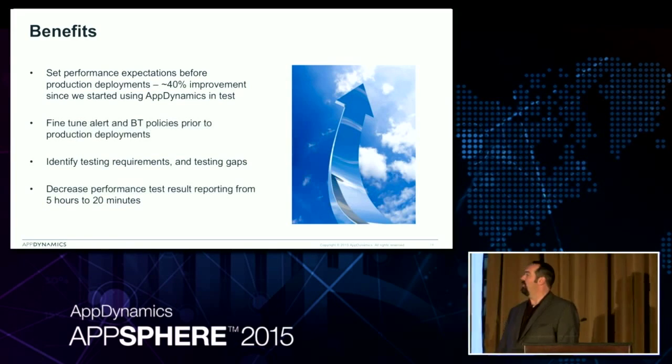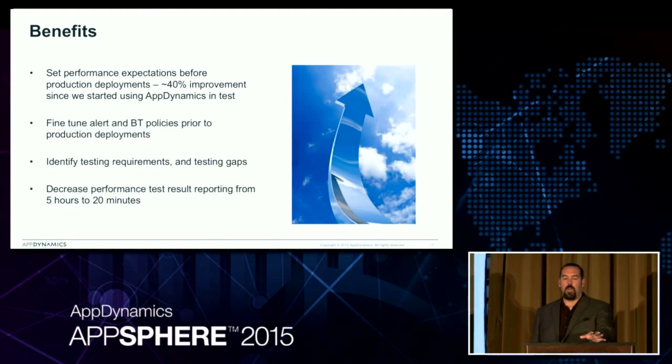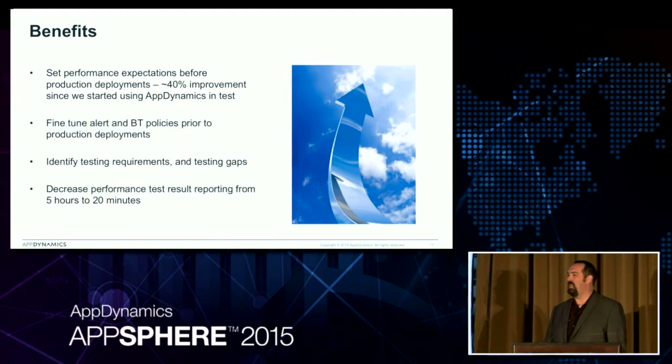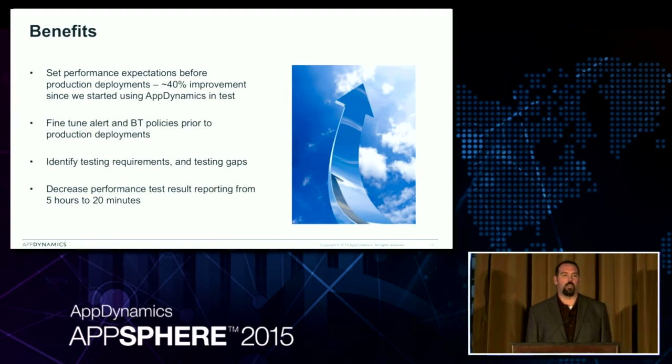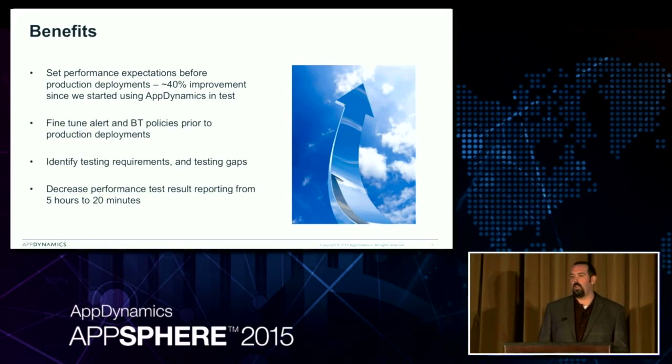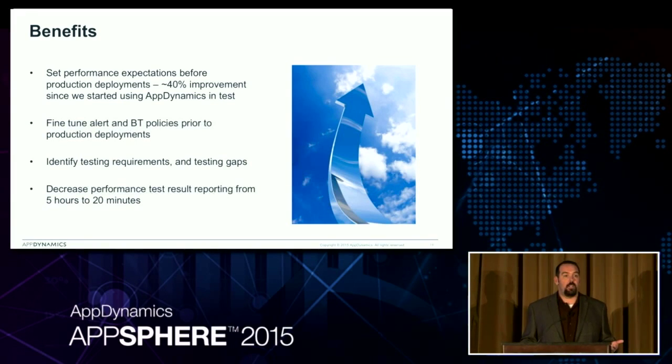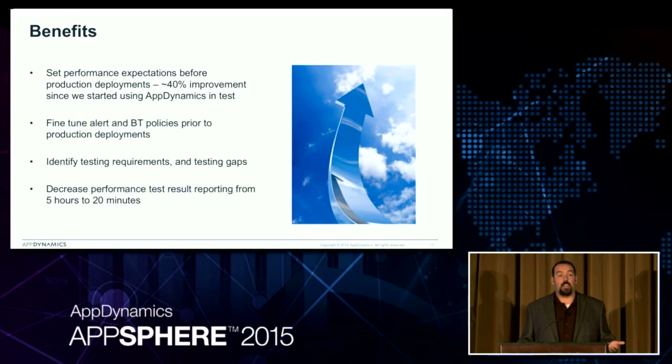Identify testing requirements and testing gaps. So, the flow map, what I talked about. What does our automated test touch? What services does it talk to? What databases does it talk to? The hardest part of automated testing is reporting. Let the flow map tell you. Let it tell you your gaps. Let it tell you what to prioritize. What do I automate next?